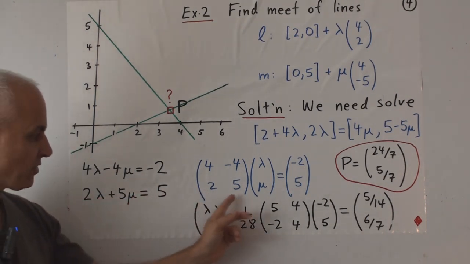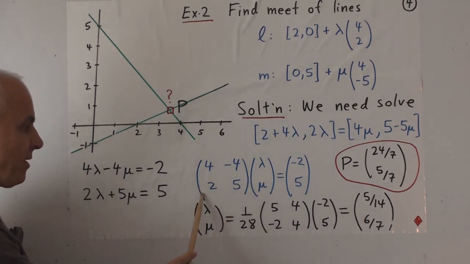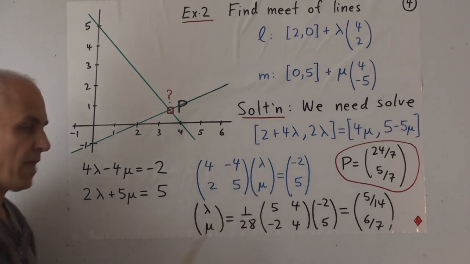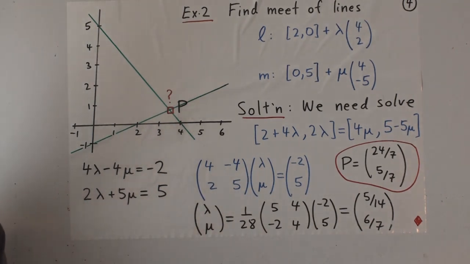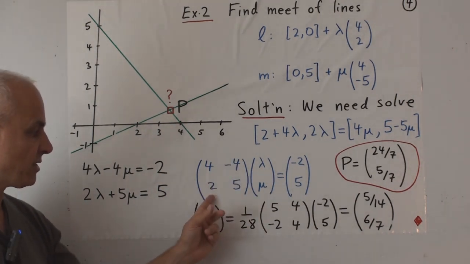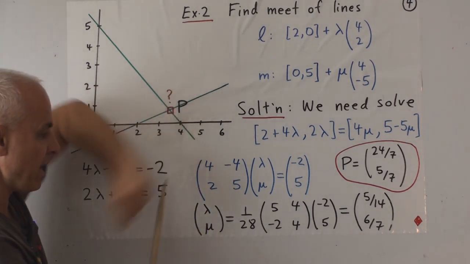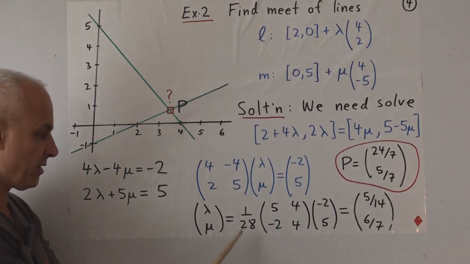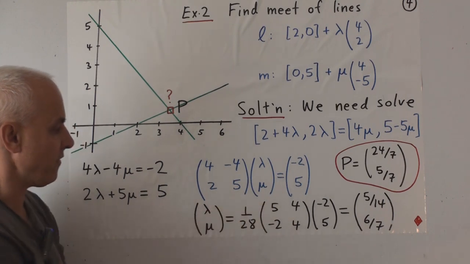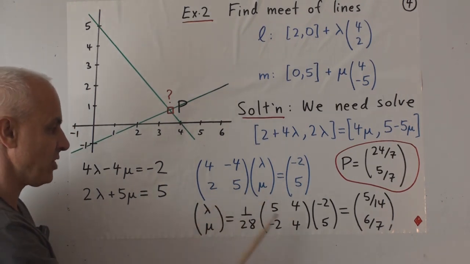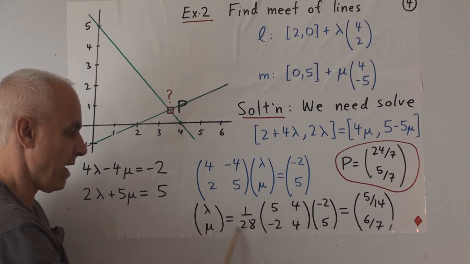We first write it in matrix form, coefficients 4, minus 4, 2, 5, giving us that matrix there. The variables are lambda and mu in that order, and the right-hand side is minus 2, 5. We multiply by the inverse of this matrix. The inverse is obtained by taking the determinant, which is 20 minus minus 8. That's 1 over 28, determinant in the denominator. The rest of it is obtained by interchanging those two entries, 5 and 4, and multiplying the off-diagonal entries by minus 1. So the inverse matrix is 5, 4, minus 2, 4, divided by 28.